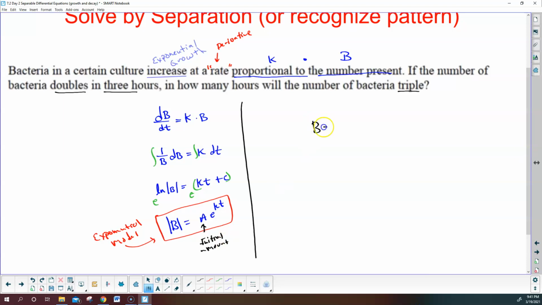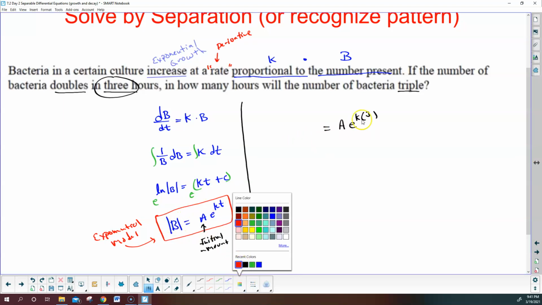Okay, so B is equal to the initial amount, e to the kt. Now I don't know what k is, right? I don't know what that rate is, but I know that it took 3 hours to double. Now the question is, what is this B value? Well, the B is the amount of bacteria that's left after 3 hours. Well, it's double whatever A is.